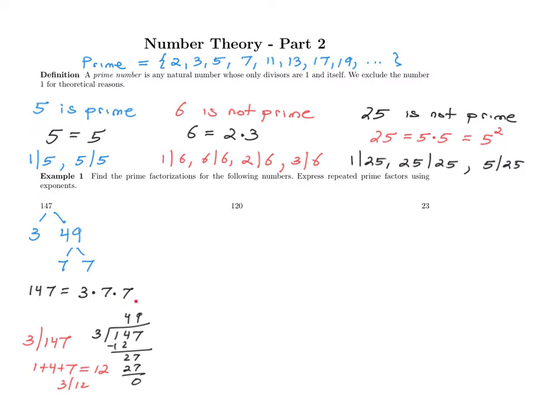Here we have two 7s in a row. I can actually condense this and say, well, this is really 7 squared. The final answer for the prime factorization of 147 is 3 times 7 squared.